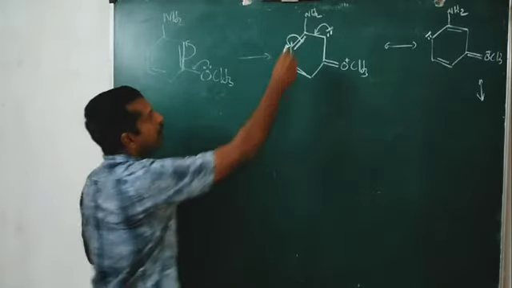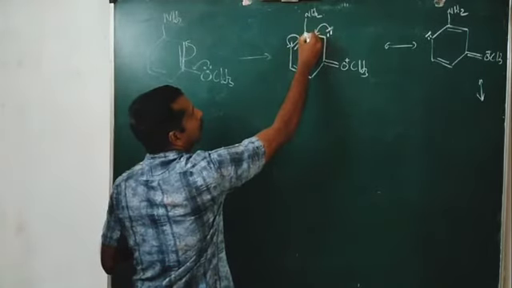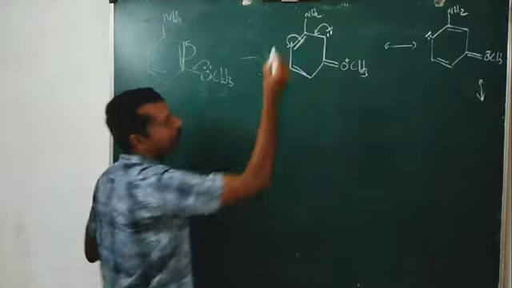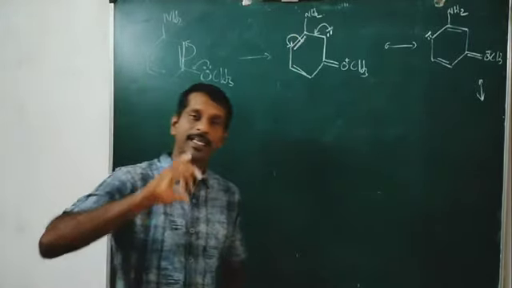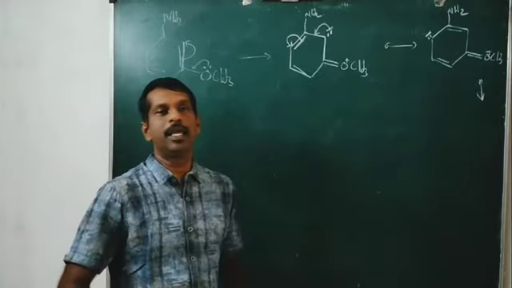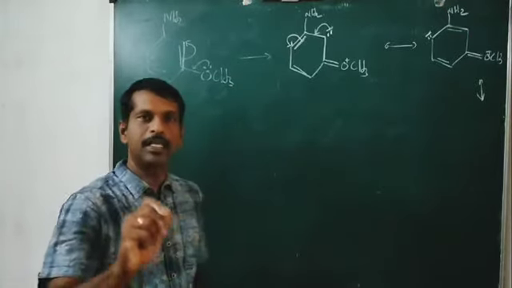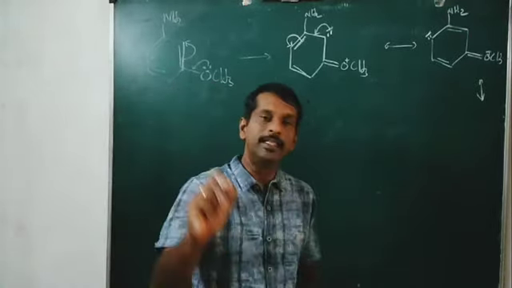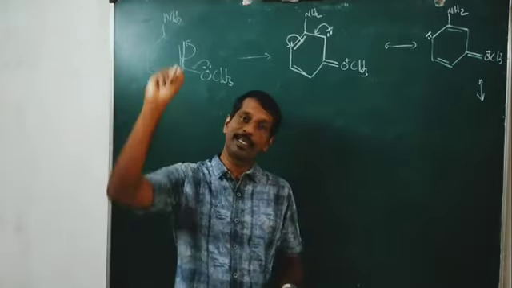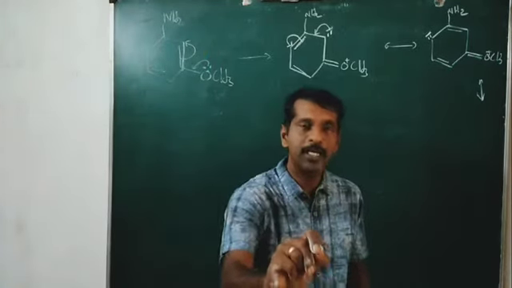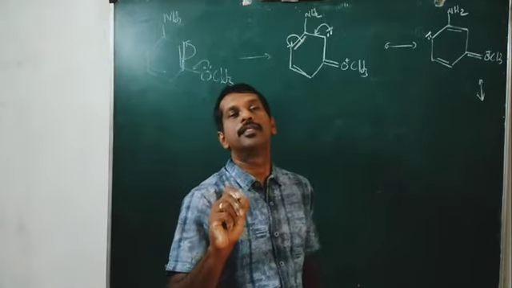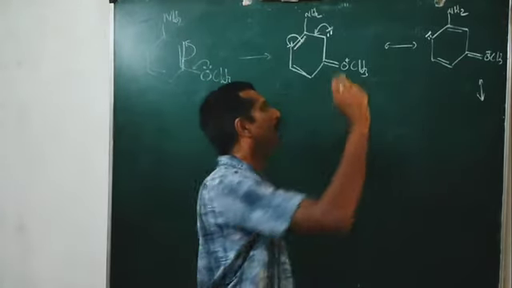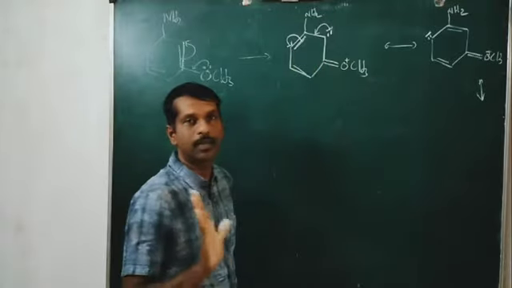That means the NH2 group attached carbon will not get a negative charge. But when it is at the para position, the NH2 group attached carbon is getting a negative charge. That negative charge will increase the negative charge on the nitrogen. Therefore, the para isomer is more basic than meta. Clear? Okay.